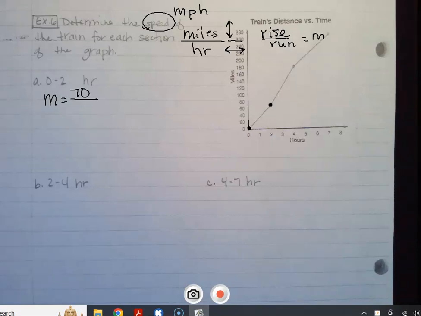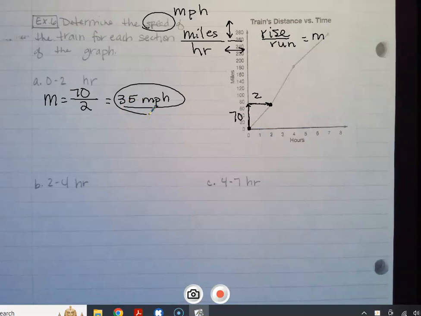If we brought this point over, it looks better on your graph than it does on mine, it's right in between the 60 and the 80. So that number would be 70. So we rose 70 and then we went to the right 2. So this is positive. 70 over 2 is 35 miles per hour. Why is it so easy?